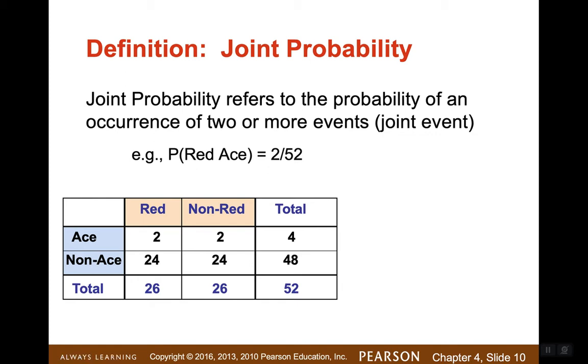In this case, if we're looking for a red ace, it would be the intersection between red and ace. And we simply divide that by our total population, which is 52. That would be the probability of a red ace. Probability of a non-red ace would be a similar kind of calculation, or we could take it as the inverse of that.